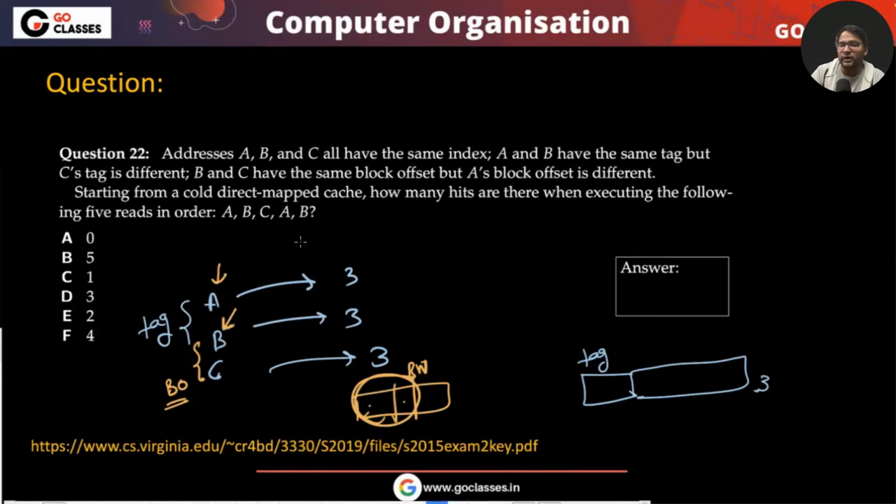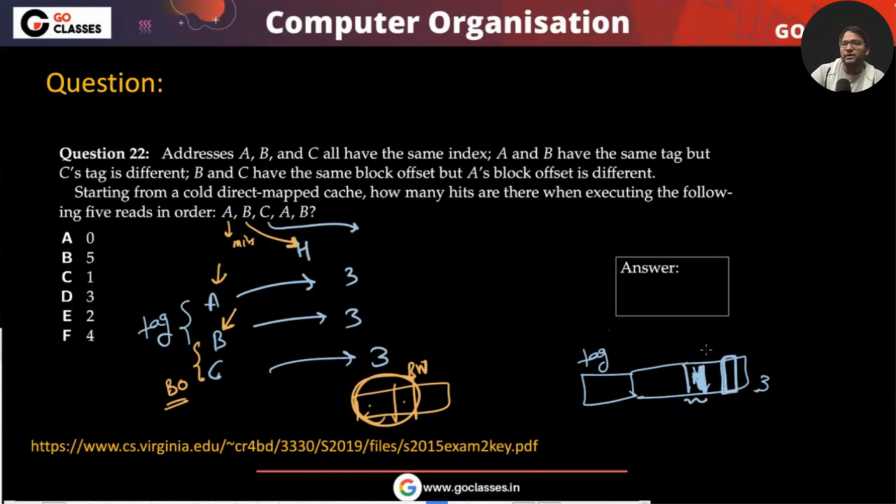Now they are asking how many hits we have here. If you're generating A, then initially it is a miss, right? Then on B, will we have a hit or a miss? Tell me, do we have that particular block in the cache? Yes, right? We have that particular block in the cache. Within that block there is some A, I mean A is this particular address, and within that block B could be some different address, but the block number is the same. So if A is a miss, then B will be a hit.